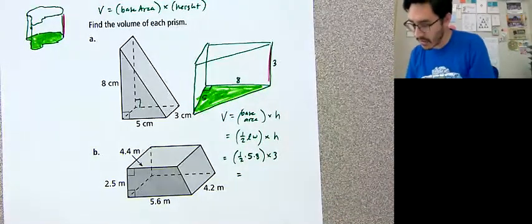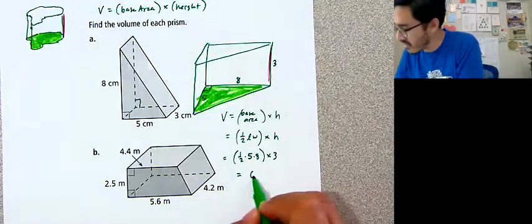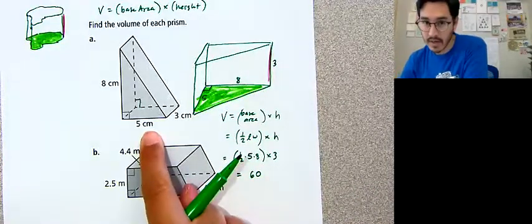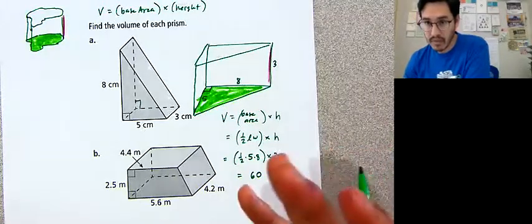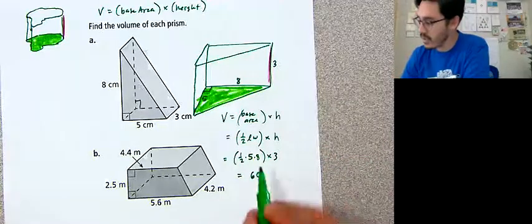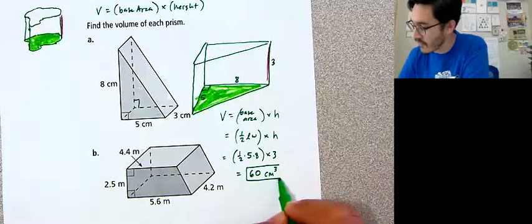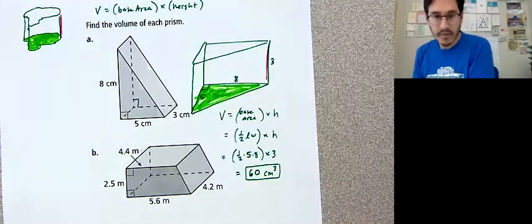All right, so let's go ahead and compute this. 1/2 times 5 times 8 times 3 is 60. Okay. Now the linear units are centimeters, right? The area units would be centimeters squared. Area has 2 dimensions, so volume has 3 dimensions, so the units are going to be centimeters cubed. All right, cool.